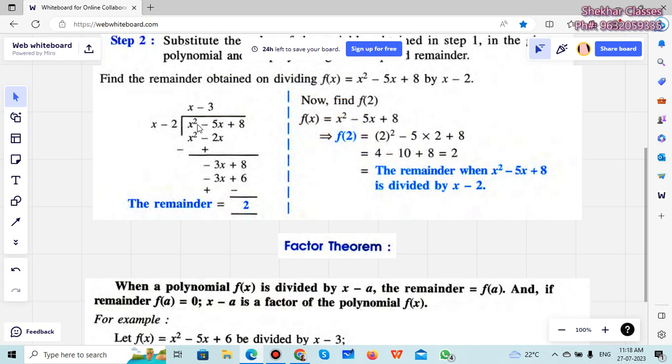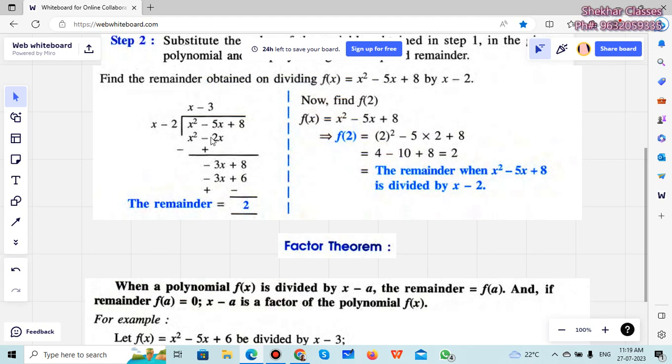So x into x is x square. So we will multiply the entire divisor, x minus 2, by x. If you multiply, x into x is x square, and x into minus 2 is minus 2x here, right? And put it just below the like terms. x square below x square and 5x below 5x, because minus 5x and minus 2x are like terms. They have the same variable and the power of the variables are the same, so therefore they are like terms. Put it accordingly. Then we subtract it.